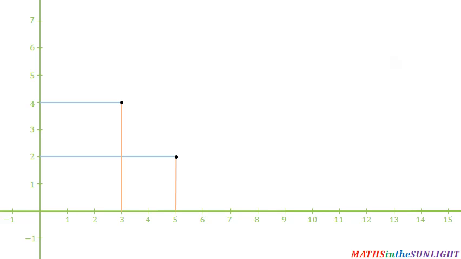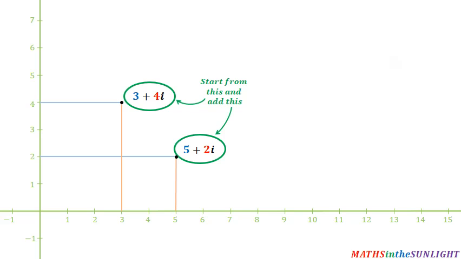Two complex numbers each have an address that we specify using the real axis in blue and the imaginary axis in red. Start from this number and add this number. We learn in school to add the real parts together and then the imaginary parts together. I have the real in blue and the imaginary in red.